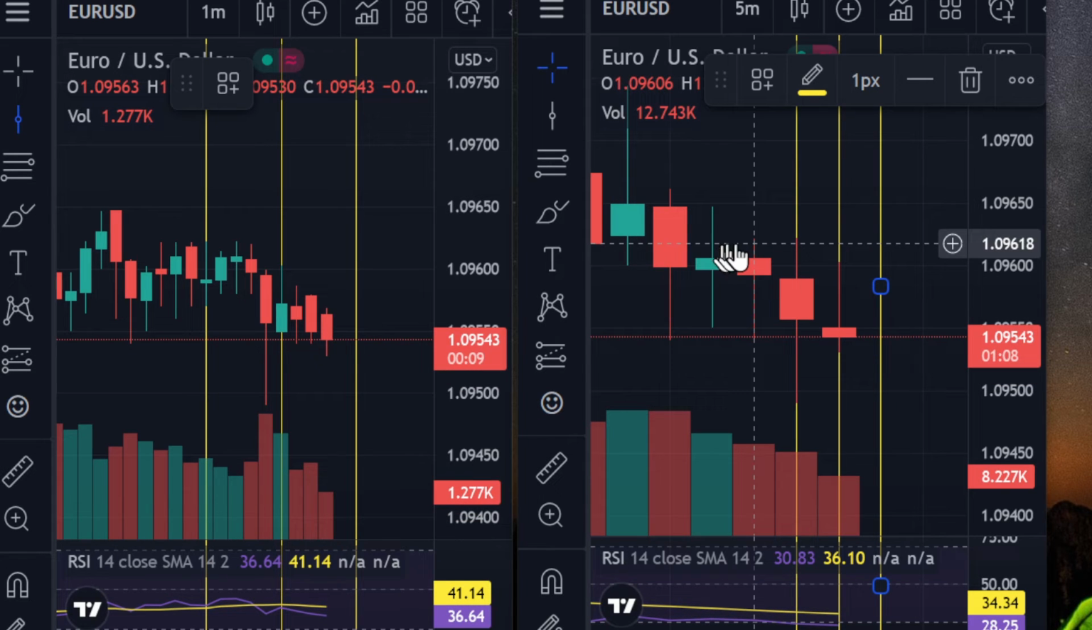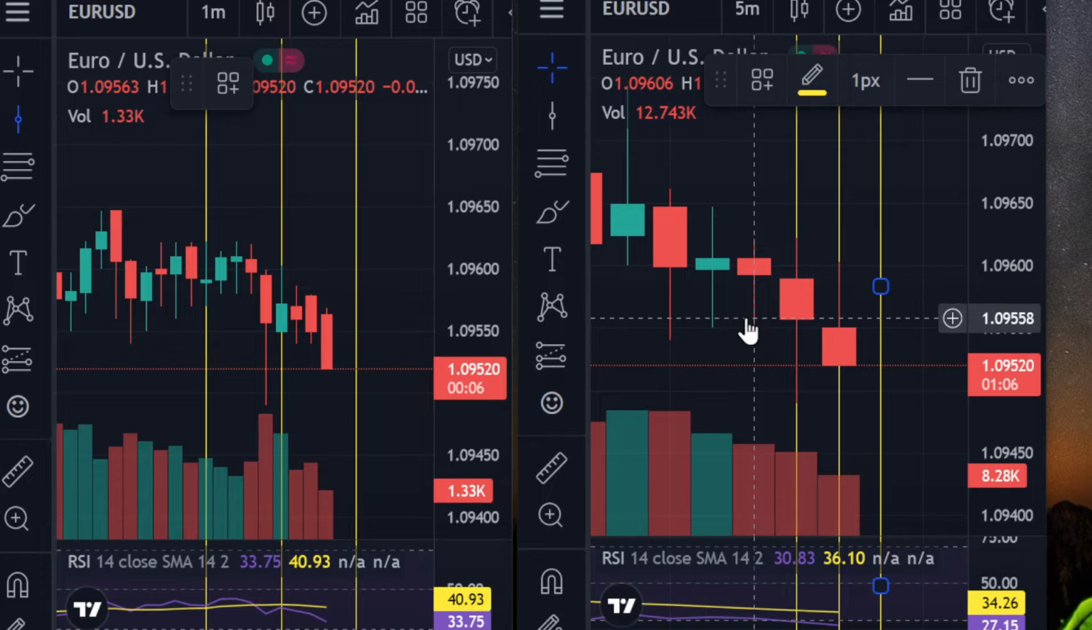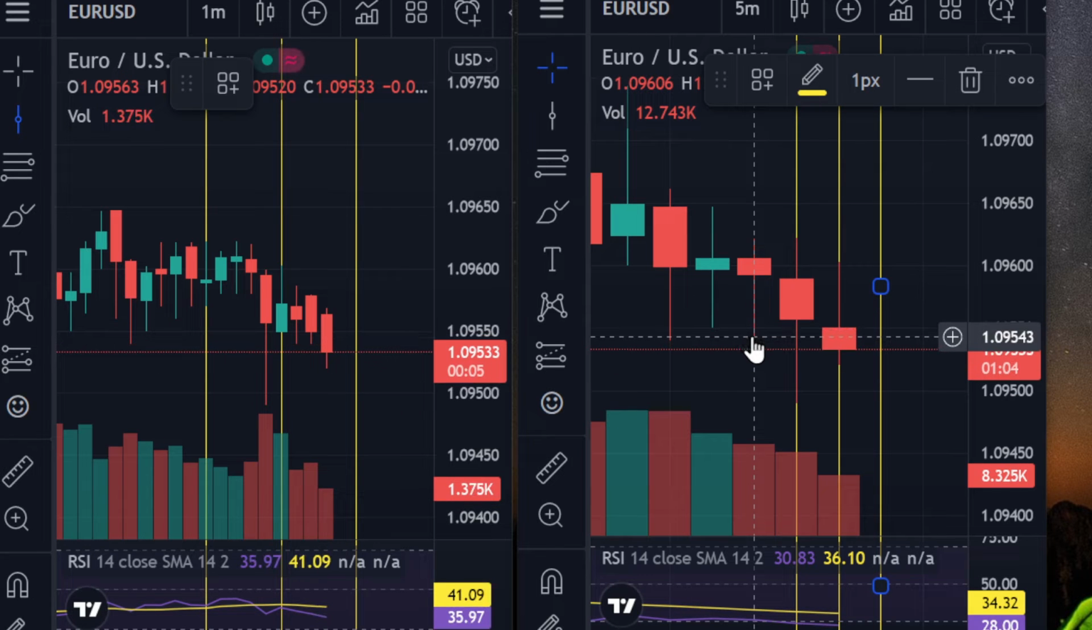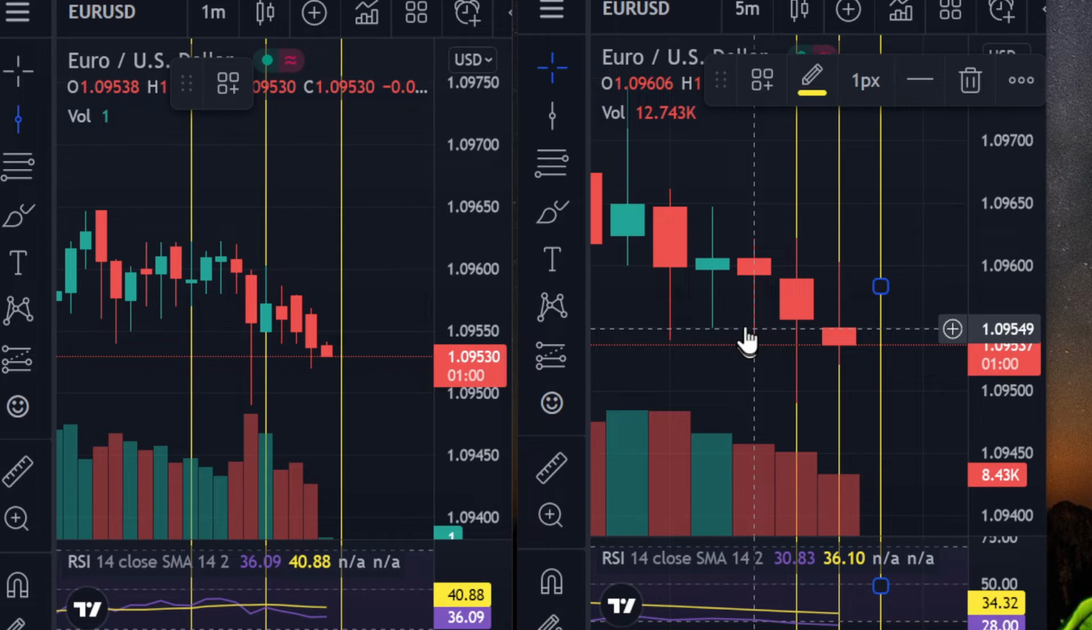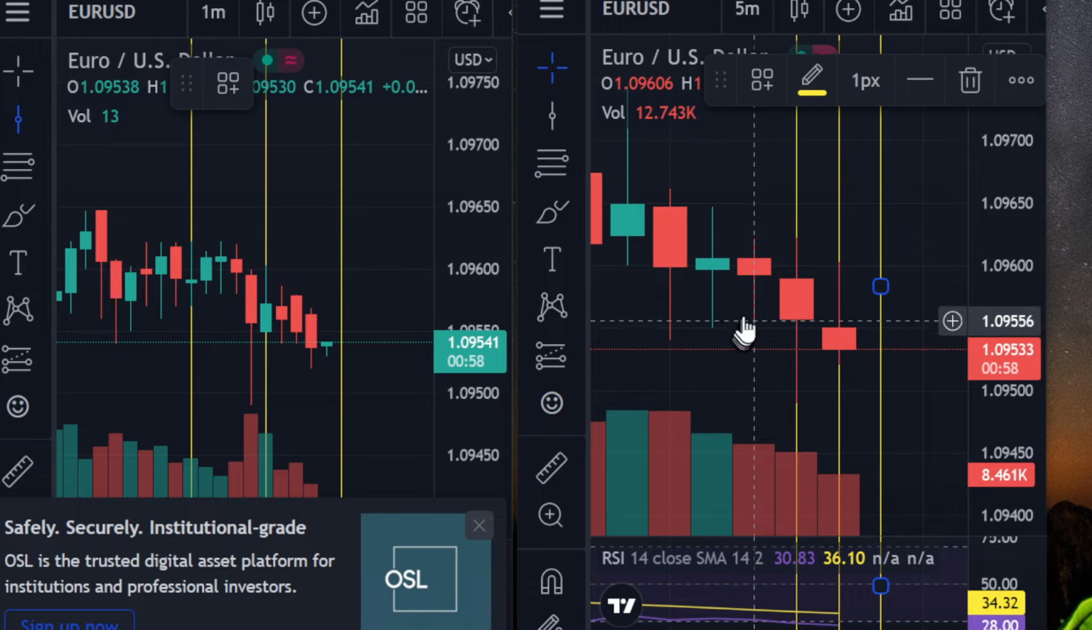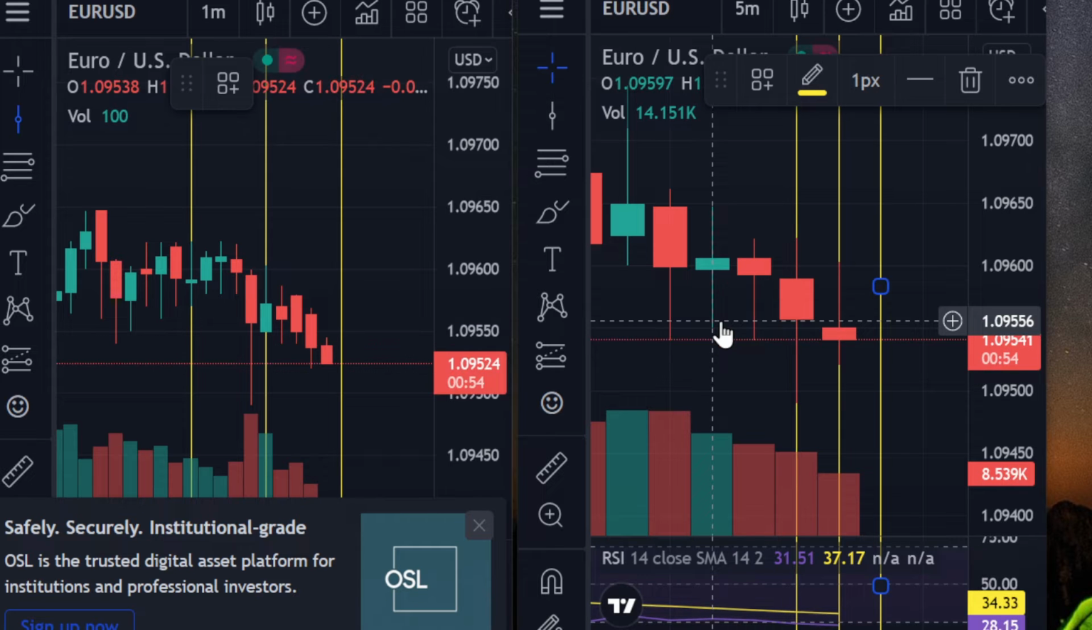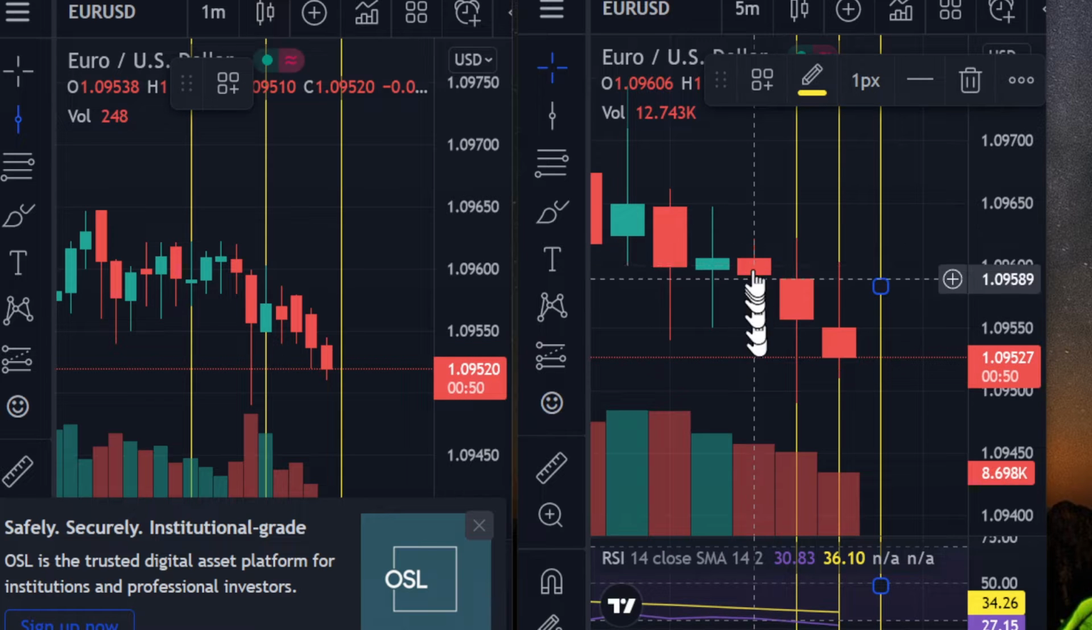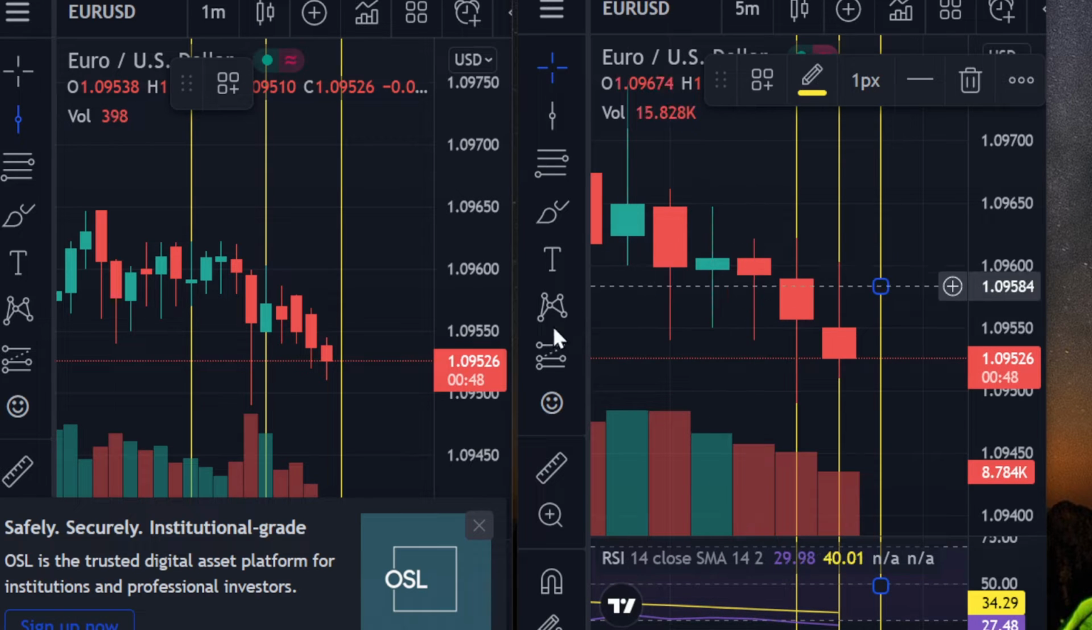Then the thin lines called the wick are the high and low, the highest and lowest price that sellers or buyers reached for that period. It could have happened somewhere in between the open and the close of the candle. Somewhere in that time period, there was a lower and a higher point, and that's what the wick says.